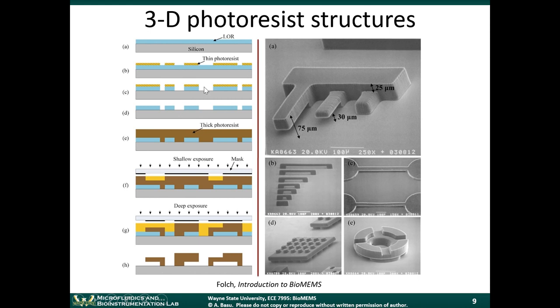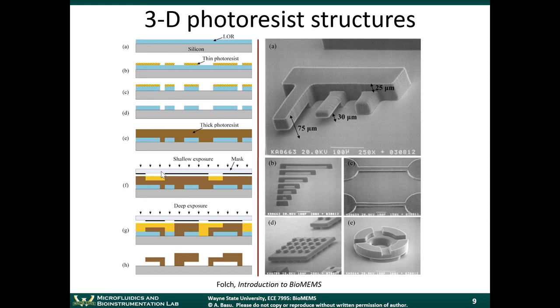Okay, and that leaves the LOR layer underneath. But the LOR layer is patterned. So you have a patterned layer of this photoresist, which will dissolve and develop quite rapidly. Then you spin another coat of thick photoresist on top of it, and you do what's called a shallow exposure. Now, a shallow exposure means that we only expose for a short period of time.